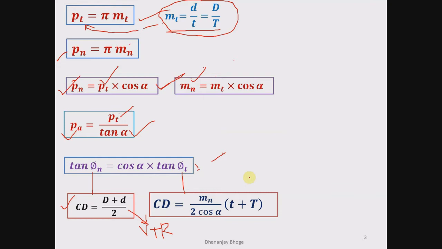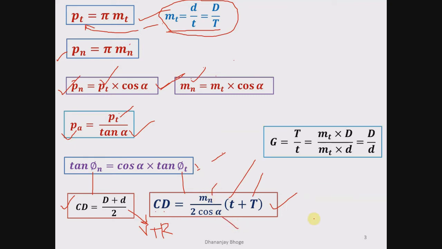And we have derived one more equation for center distance. CD, the center distance, is equal to MN upon (2 cos of alpha) into (t plus T). Small t is the number of teeth on the driving gear, and capital T is the number of teeth on the driven gear. MN is the normal module and alpha is the helix angle. Gear ratio is the ratio of number of teeth on driven gear divided by number of teeth on driving gear.